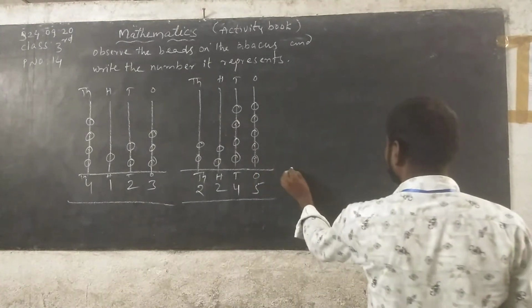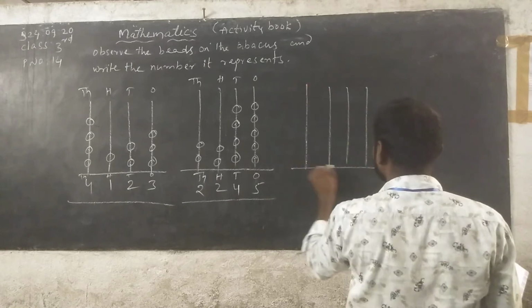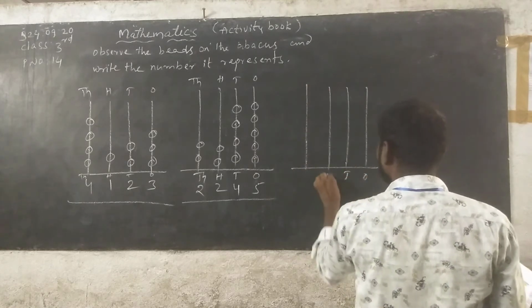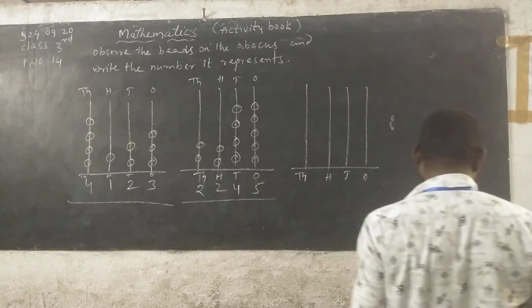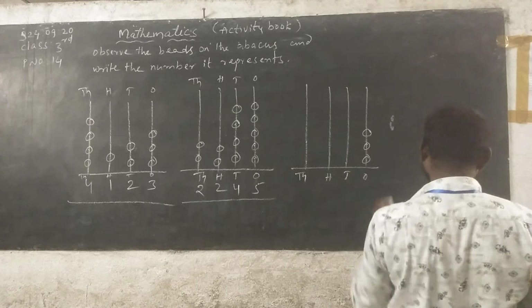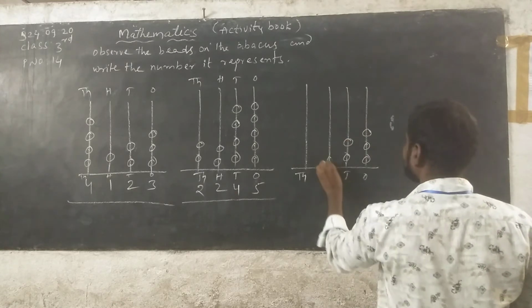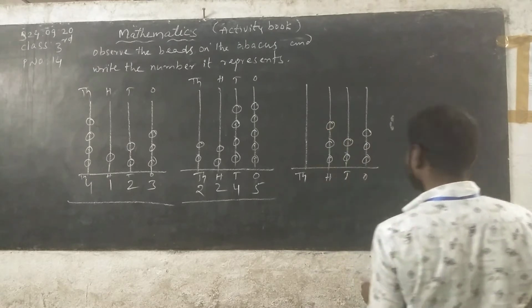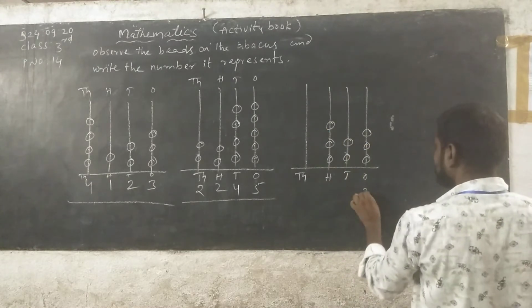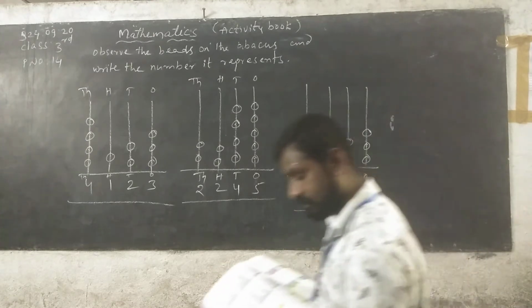Now next, the third one. Ones, tens, hundreds, thousands. See here, 3 beads in ones place, 2 beads in tens place, 4 beads in hundreds place. So what is the number? Here 3, here 2, here 3: 323.